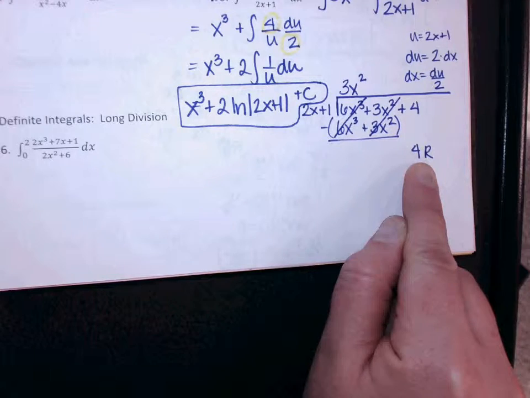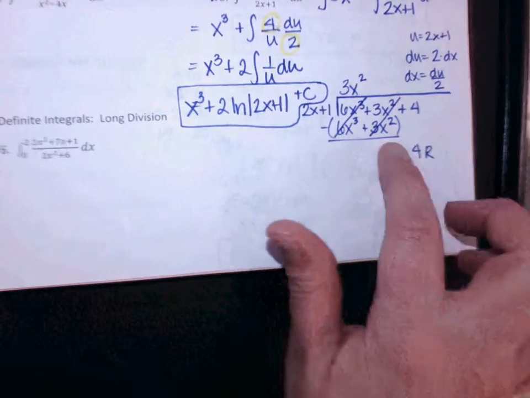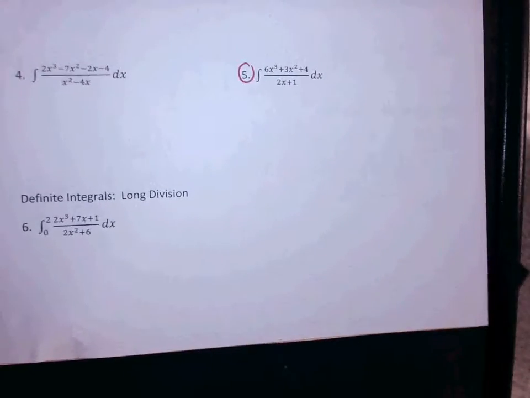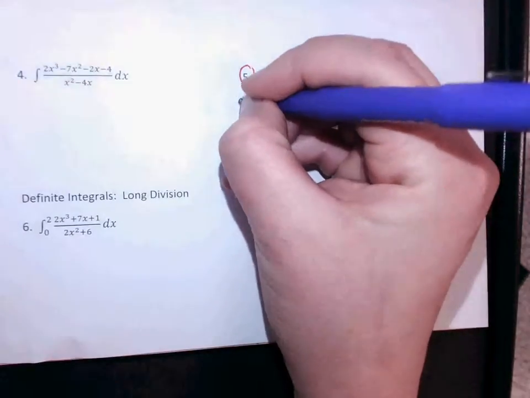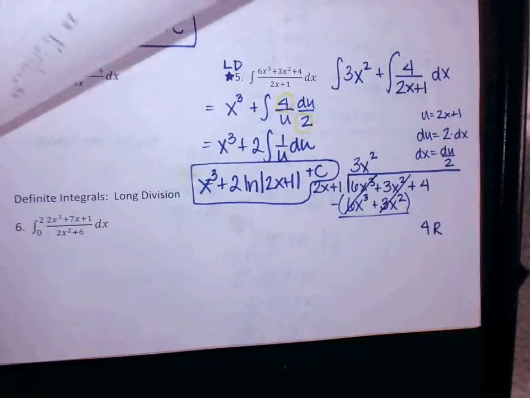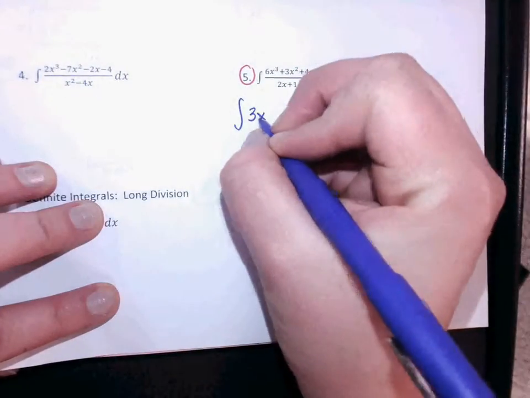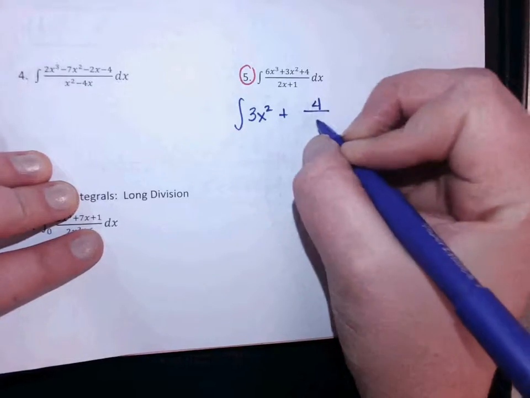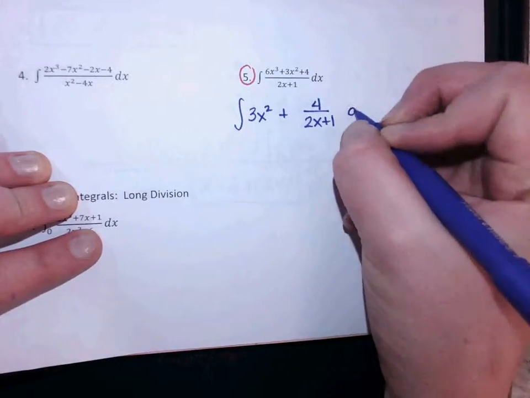Okay, so I'm going to just skip the rewrite step. You can come take a picture of this later if you did not do it. But that first part should have not been too bad. So it was 3x squared plus, and then our remainder was 4 out of 2x plus 1 left over.